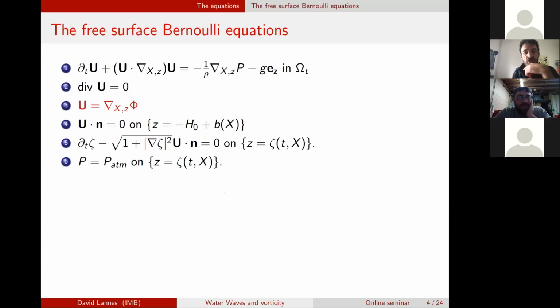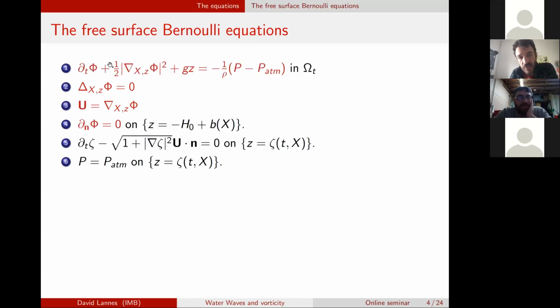And when you want to do water waves, you use the fact that you are in irrotational setting to use a velocity potential. So u is the gradient in x and z of a velocity potential phi. And then instead of working with the Euler equation, you work with the Bernoulli equation, which is the equation satisfied by this potential. So you just replace the divergence of u by saying that this is equivalent to saying that phi is harmonic in the fluid domain. And the Euler equation is replaced by the Bernoulli equation, dt phi plus 1/2 of grad phi square plus the potential of gravity is equal to the pressure. Okay, and we replace u by grad phi everywhere. So this is a set of free surface Bernoulli equations.